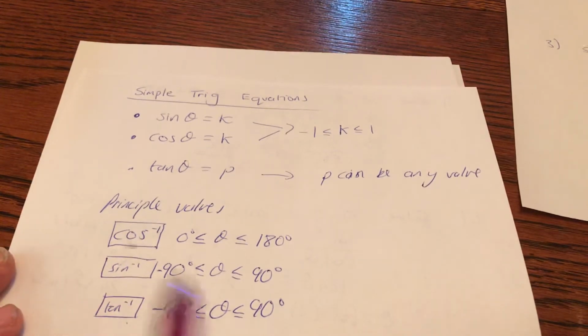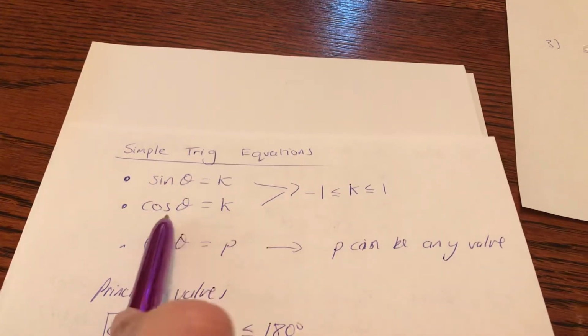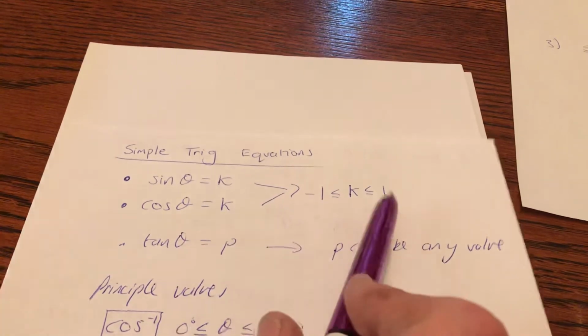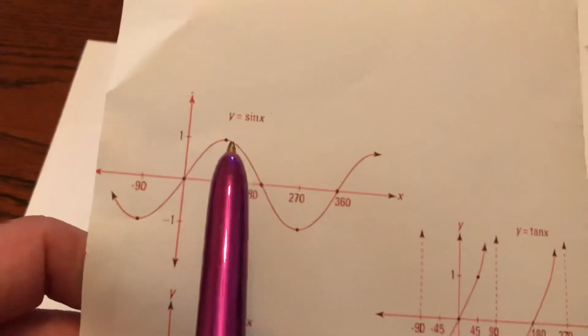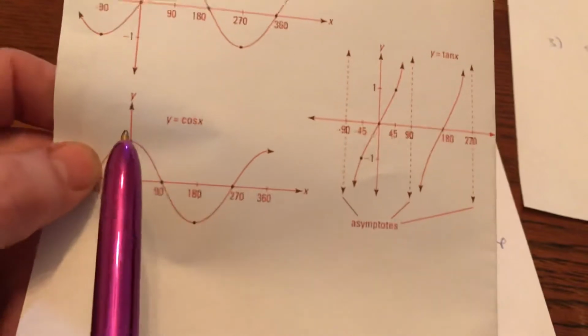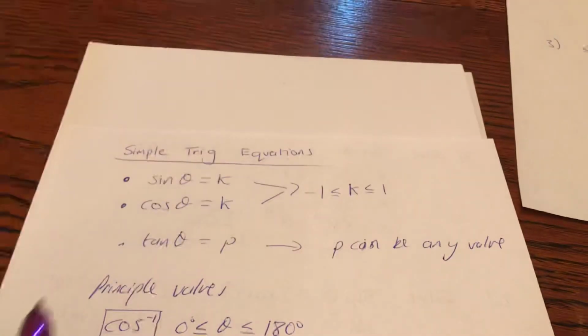So we're going to start off with telling you what type of equations we're going to be solving. Sine theta equals k, cos theta equals k. K is going to be a number between -1 and 1. That makes sense if we look at the graph. Look, sine x is between 1 and -1, and cos x just exists between 1 and -1 as the output.